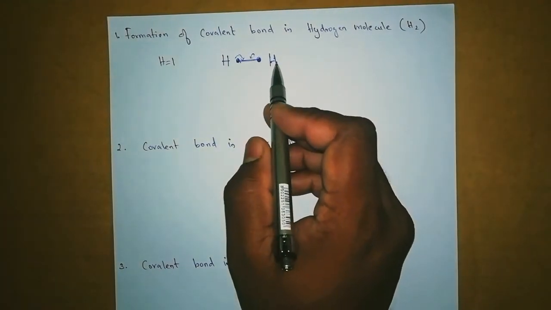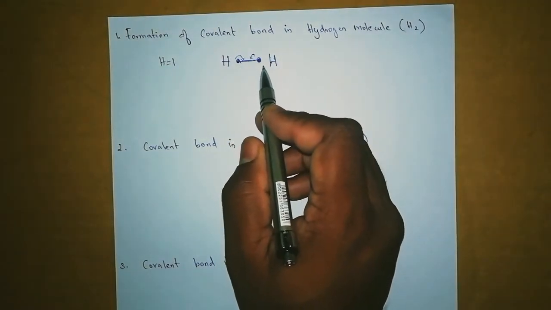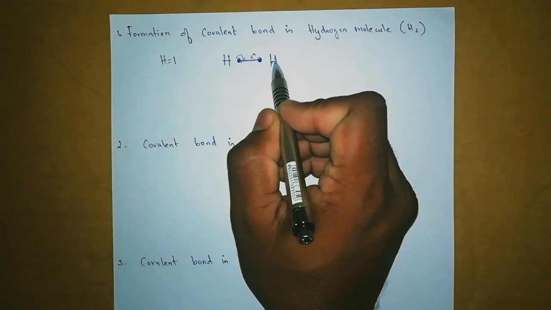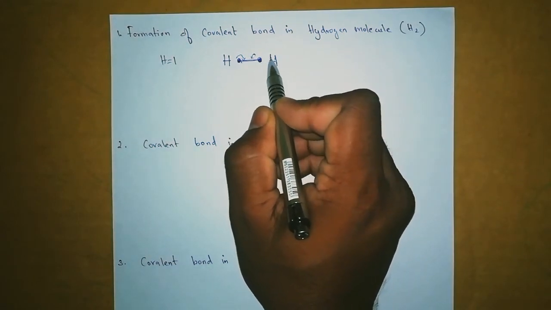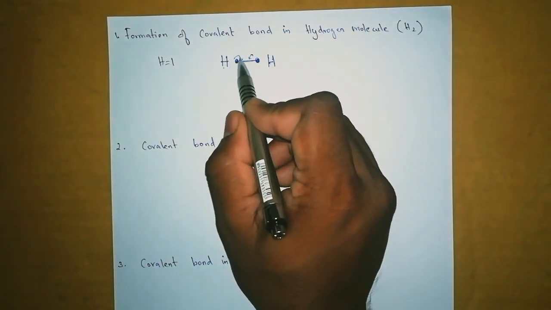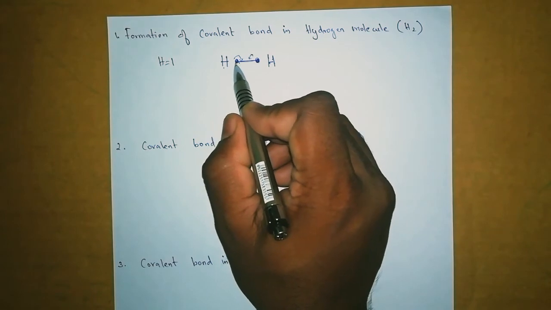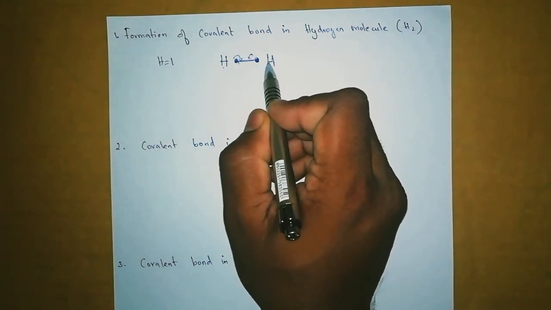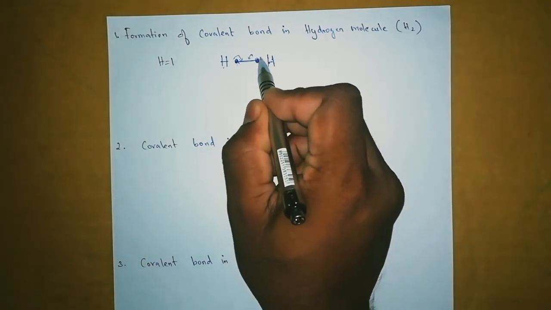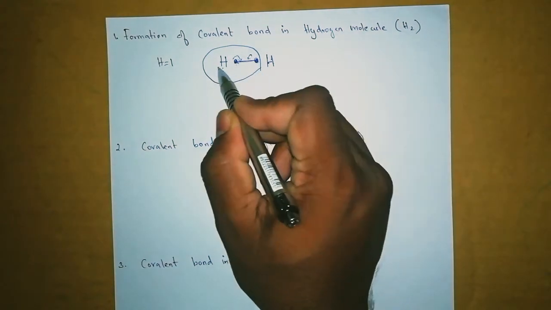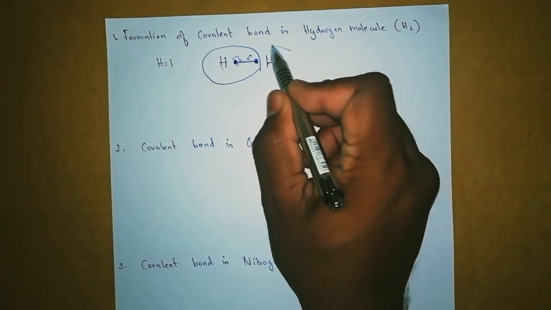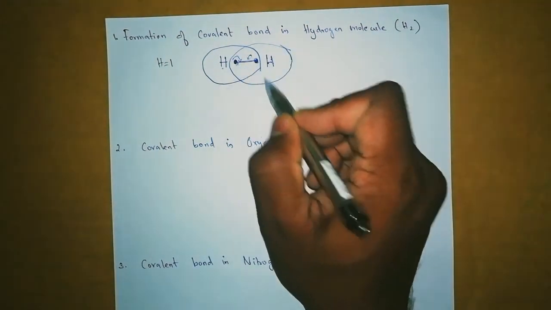How can we understand they are completely satisfying the octet configuration? Look at this. Once this hydrogen gives this electron, this hydrogen cannot say that this is my electron, and also this hydrogen after it shares its electron, this hydrogen also cannot say that this is my electron. So once they share their electron, these 2 electrons are common for both. So if I take only this hydrogen, it is now satisfied with the 2 electrons. If I take this hydrogen, it is also satisfied with 2 electrons.